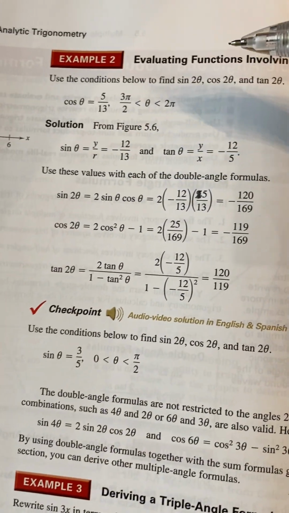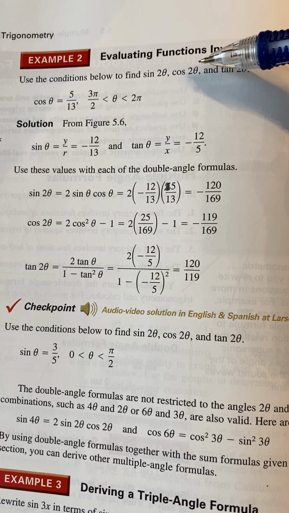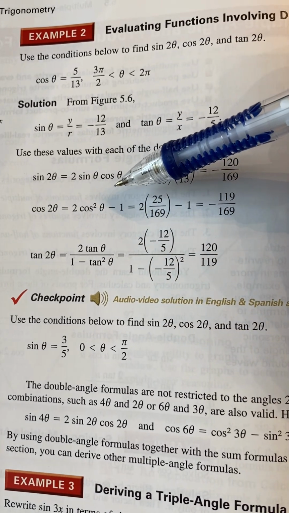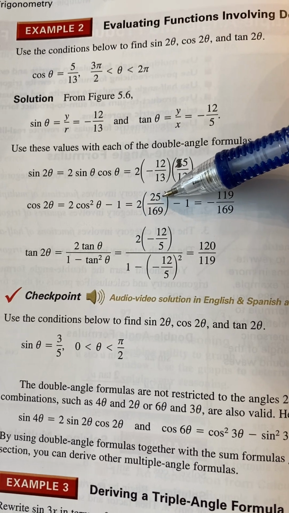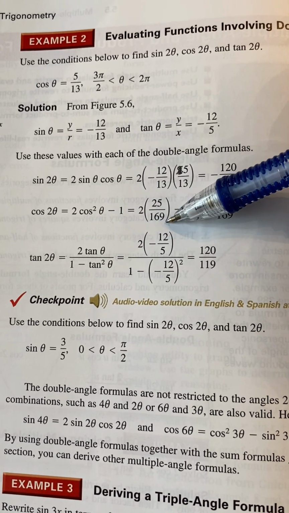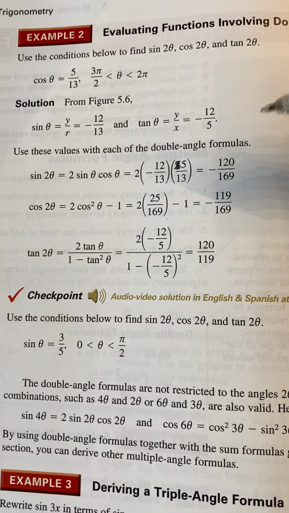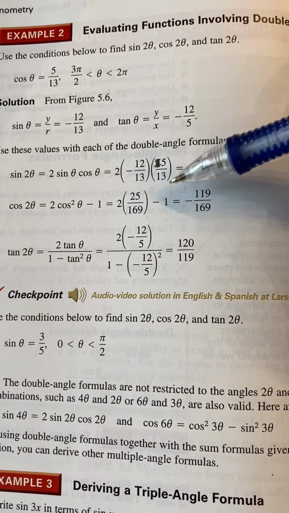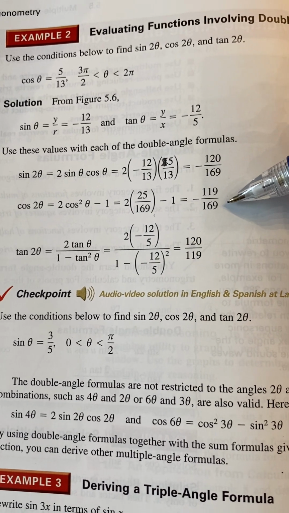You can walk through the second two examples in the book. For cos 2 theta, they use the identity that's equal to 2 cos squared minus 1. Here's cosine squared, 5 over 13 squared. That's how they get 25 over 169. Multiply that by 2, subtract 169 over 169. That's how you get this answer.